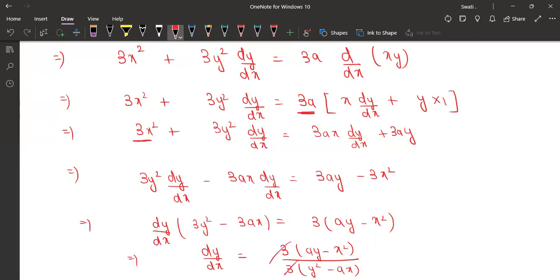This 3 and this 3 will get cancelled. So what is the value of dy/dx that we are getting? The value of dy/dx that we are getting is (ay minus x square) upon (y square minus ax), and this is our answer. Okay, this is the value of dy/dx.